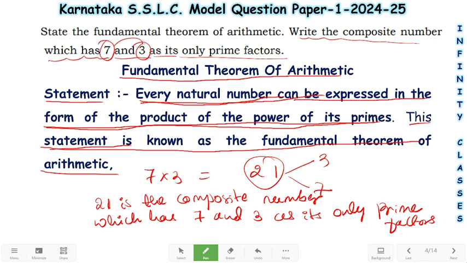So in this way we have to write the first statement, then we have to write the composite number. 21 is the composite number which has 7 and 3 as its prime factors, because 7 is a prime number and 3 is also a prime number. Multiply these, you will get 21. So 21 is the composite number which has its prime factors 3 and 7.